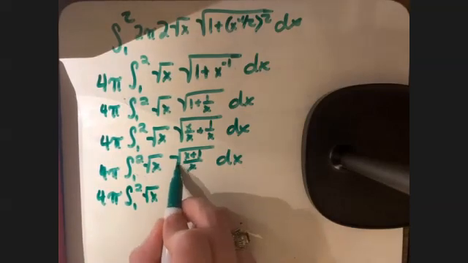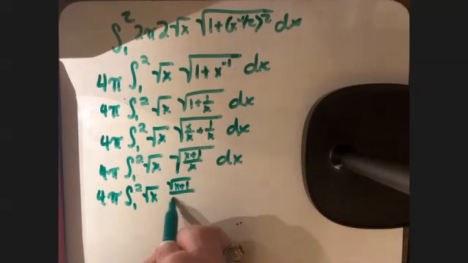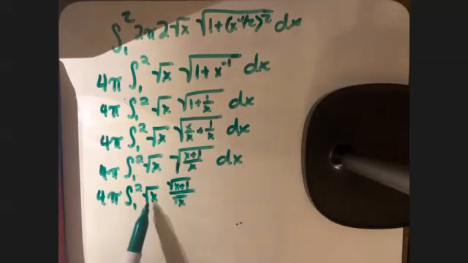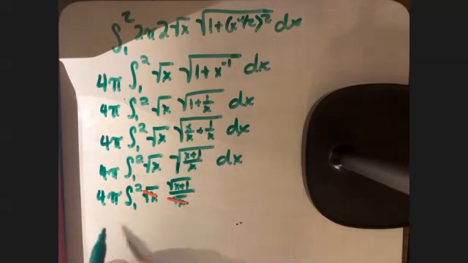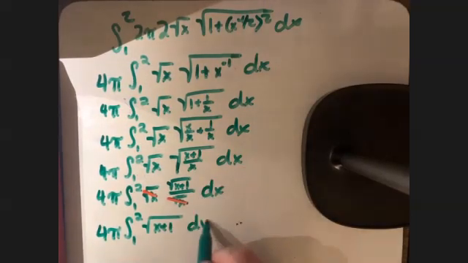Okay, now, because I've got a square root on a fraction, I can do the square root of the top and the square root of the bottom. Look, those cancel so nice and pretty. So I've got 4 pi, the integral from 1 to 2 of the square root of x plus 1. Oh, I lost the dx on that last one.